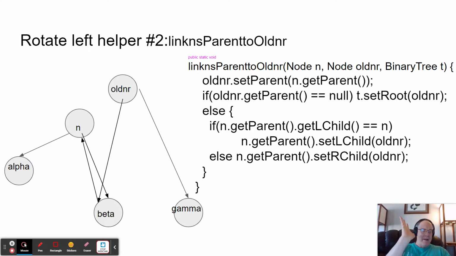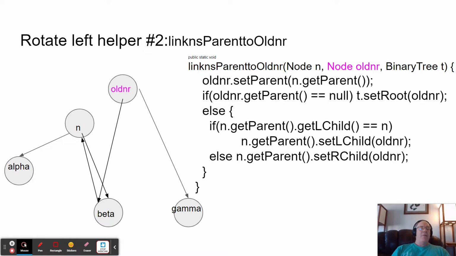But I wanted, on the other hand, to have the full method definition on every slide. The name of the method is link ends parent to old nr. Node n as the argument to the method corresponds to node n in our diagram. Node old nr corresponds to old nr in our diagram, as has been modified by our first method. So we see old nr has been conceptually raised up so that its children now match what's supposed to happen at the end of the rotation.